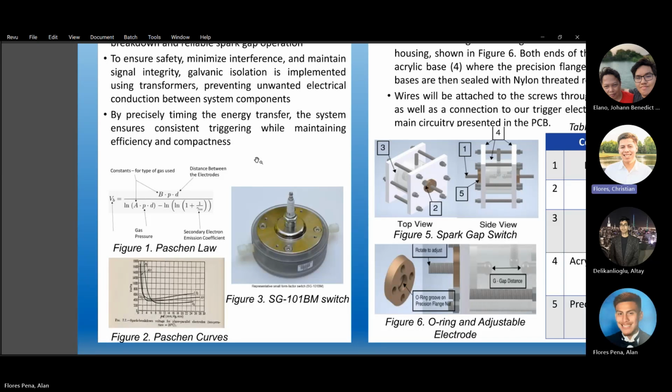And as we can see in figure 1, we see Paschen's law, which is comprised of gas constants, the distance between electrodes, the gas pressure, and secondary electron emission coefficients. Figure 2 shows Paschen's curves, and where at the bottom we'll be able to identify the breakdown voltage. And then figure 3 is a spark gap switch that's typical for commercial industries.